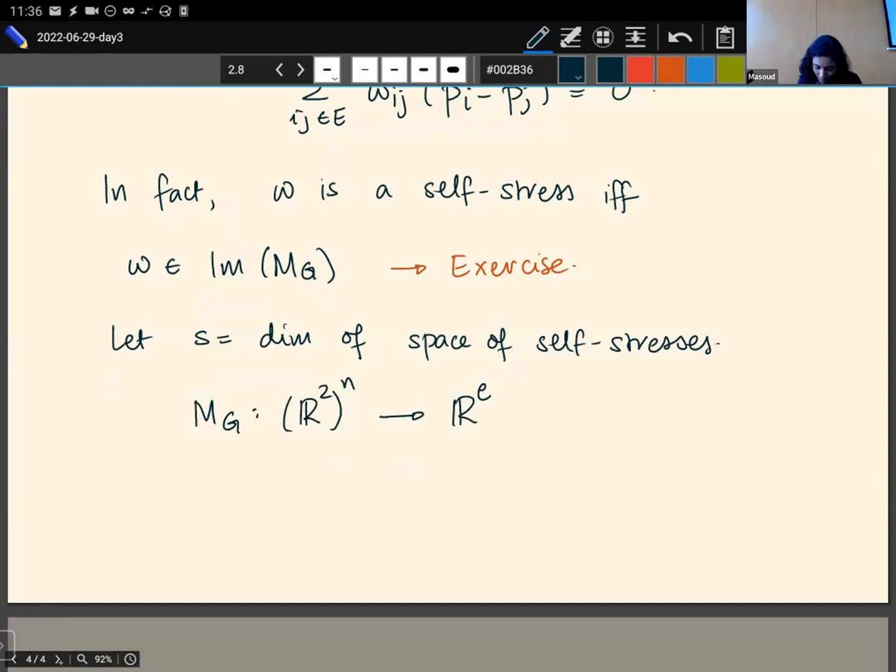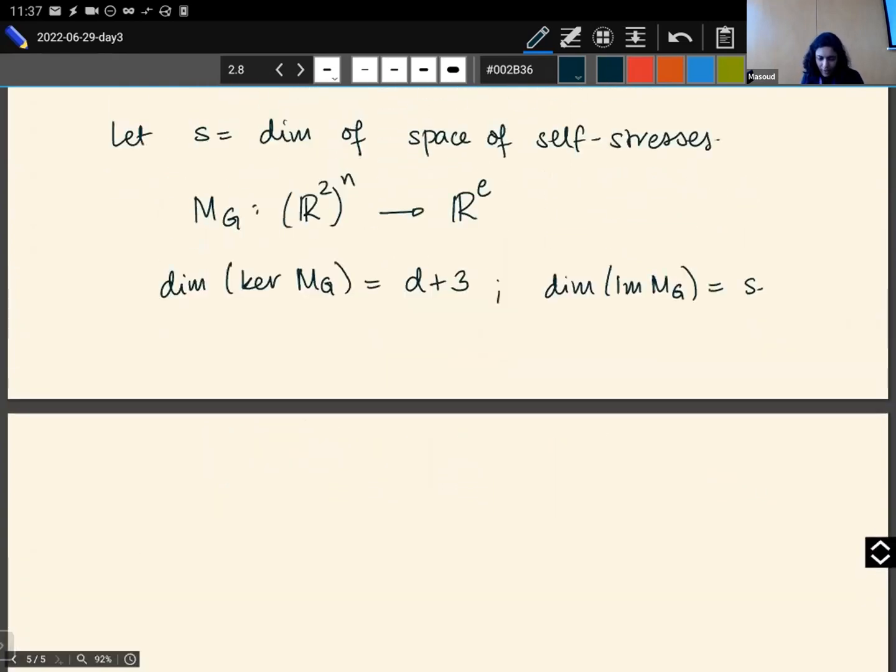Okay. And so what do we have? We have that the dimension of the kernel of MG is d plus 3. The dimension of the image of MG is, maybe up to a transpose or something, S, okay? And E is the number of edges, n is the number of points. I claim that you can conclude from all of this, if you think a moment longer and if you're not standing in front of the room, the following.